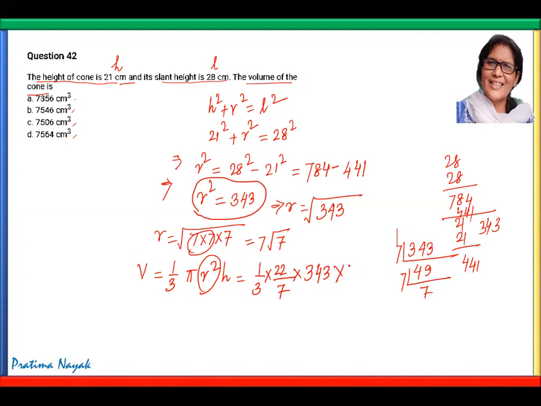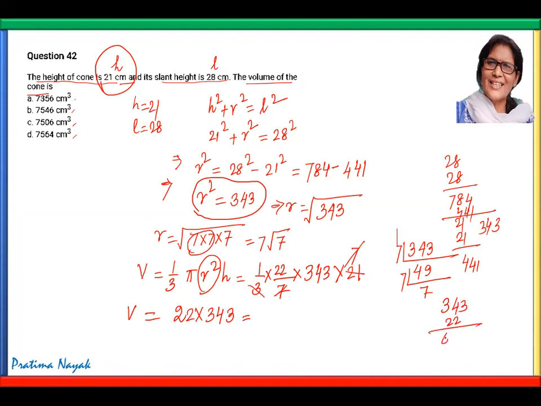H is 21. L is 28. Now you cancel 3, 7, 7, 7. V is equal to 22 multiply 343. So 343 multiply 22. So 686, 686. 6, 8 plus 6, 14, carries 1, 5, 7, 5, 4, 6. So 7546 centimeter cube. So B is the answer.